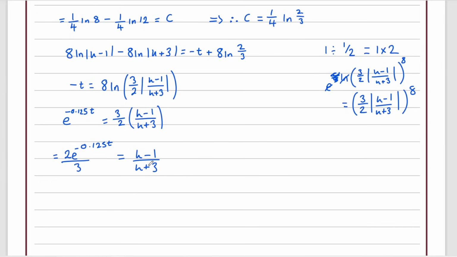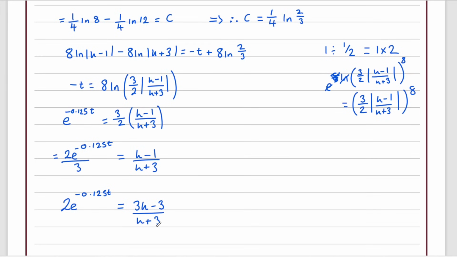Let's keep going. This is painful, this question. So now what I'm going to do is times 3 by the 3 here, which begs the question of why I divided by 3 over 2, but it doesn't really matter. We'll just keep going. I'm doing this in a bit of a sloppy way, but just keep going. I've got 2e to the power of minus 0.125t. That is equal then to 3 lots of h minus 1 over h plus 3. That would be 3h minus 3 all over h plus 3.